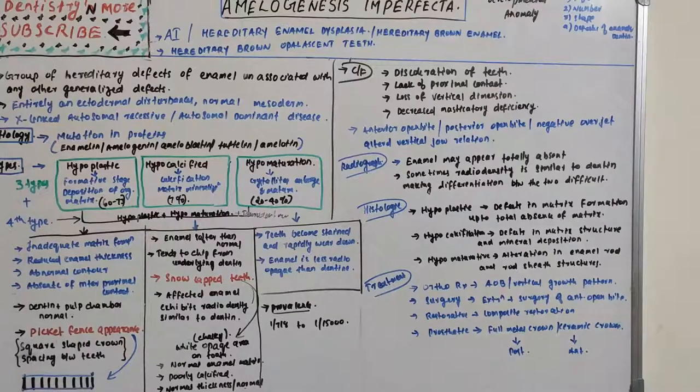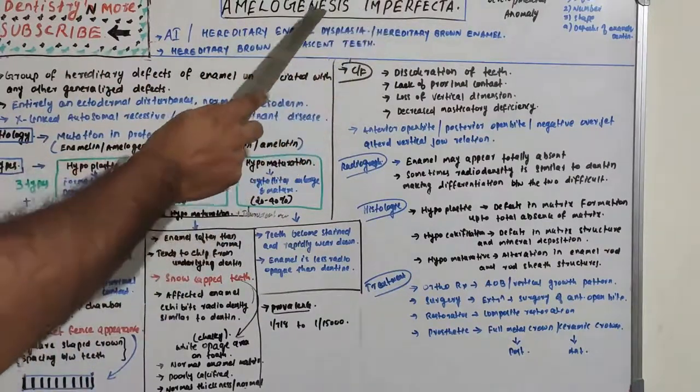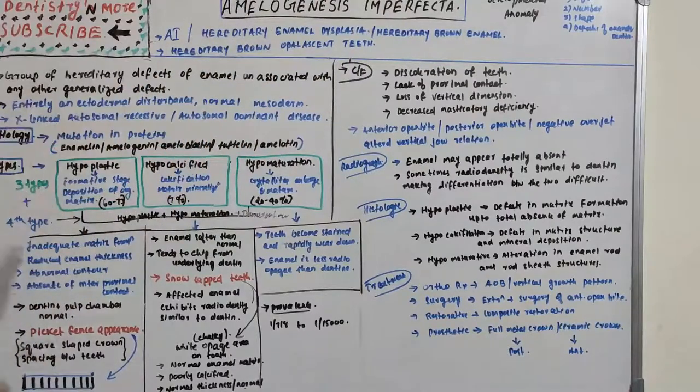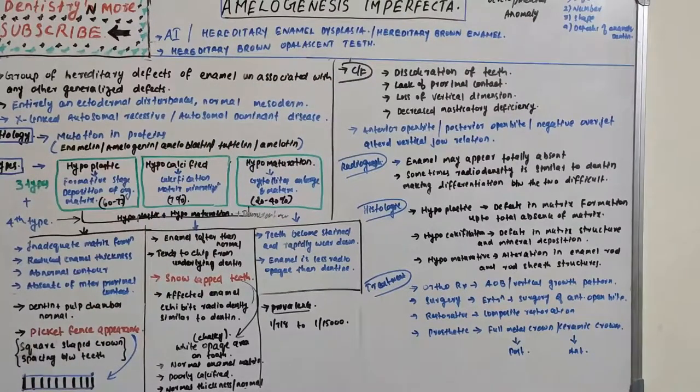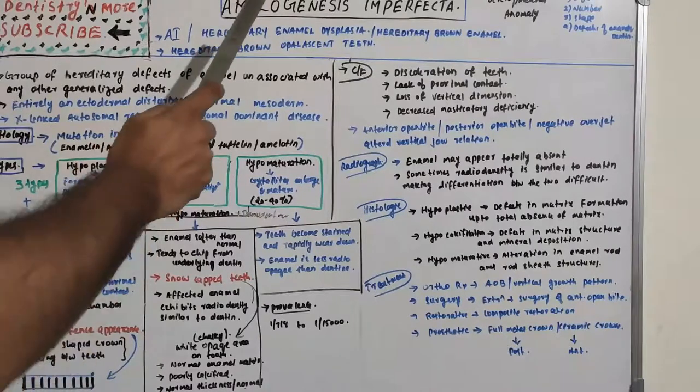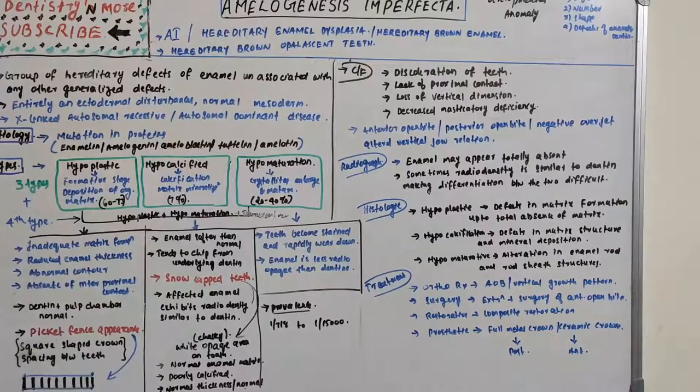Amelogenesis imperfecta. The name itself gives some clue about this problem, that is, imperfect genesis of ameloblast. Genesis is nothing but creation. Ameloblast, we know, gives rise to enamel in future. So there is an imperfect production or creation of ameloblasts, or the ameloblast is not working perfectly. So it is a problem associated with ameloblast. That means enamel is not forming properly. So imperfect formation of enamel is nothing but amelogenesis imperfecta.